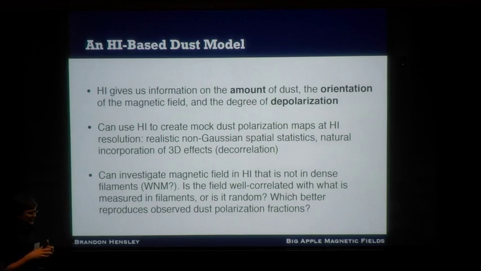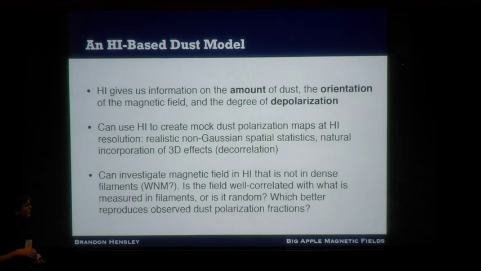And that would give us things like simulated foreground maps that have non-trivial spatial statistics on small scales, which is useful for CMB lensing. It can also let us test things like how big of a decorrelation between frequencies we expect due to these 3D line of sight effects.